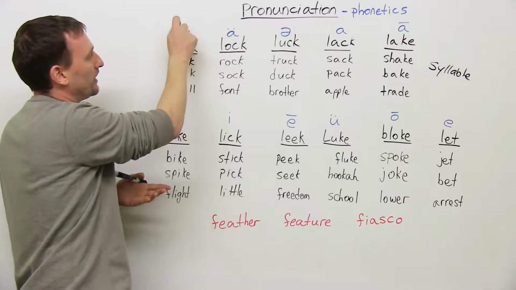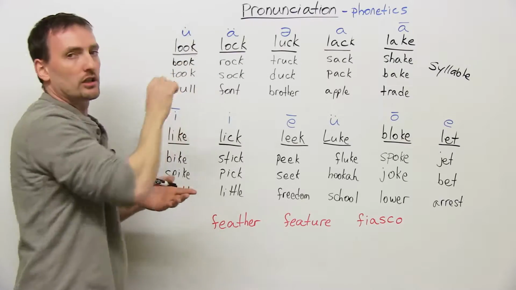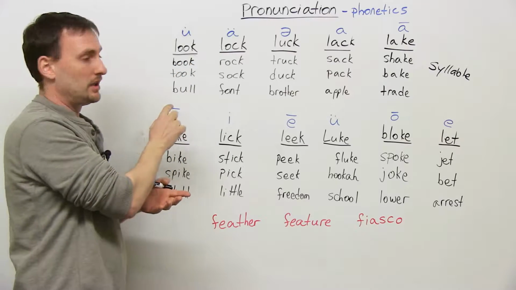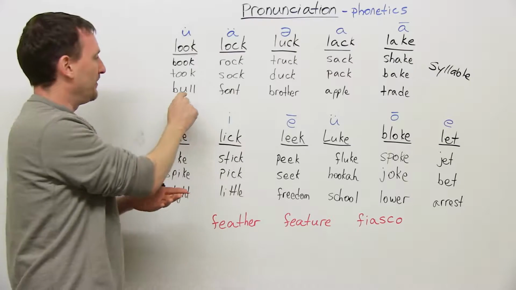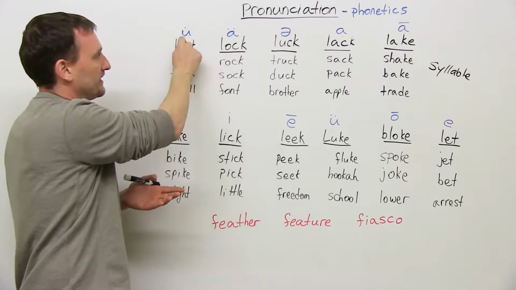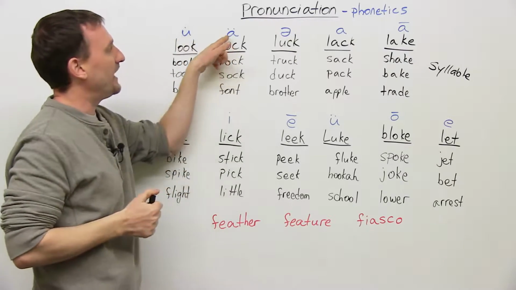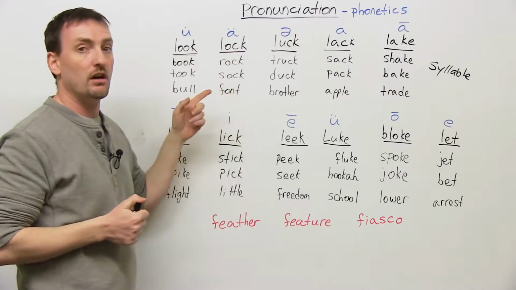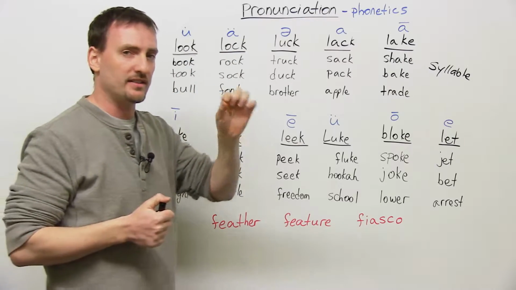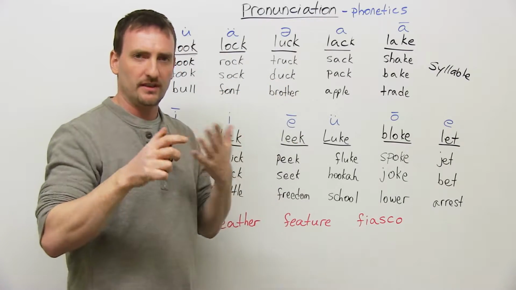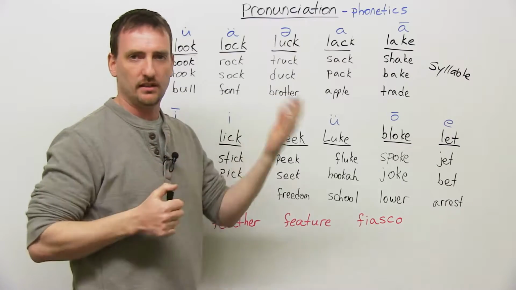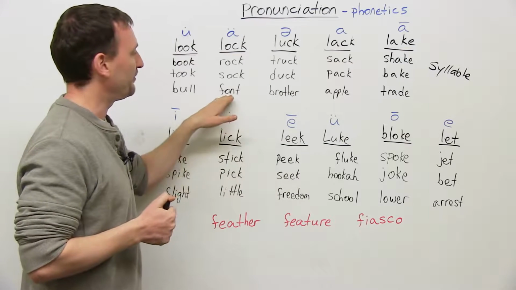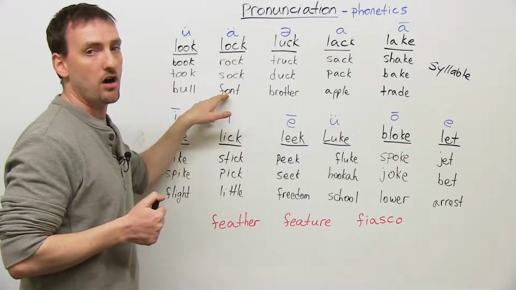So this U with a dot, I hope you can see that dot, look, book, took, bull. Doesn't matter what the letters on either side are, the vowel sound is going to be the same with this symbol. With lock, you have A with 2 dots on top of it. Lock, rock, sock, font. If you're not sure what a font is, if you have a Microsoft Word or whatever typing tool you use, there are different fonts, Times New Roman, Agency, and Calibri, or whatever they're called. These are font. But the sound is ah.